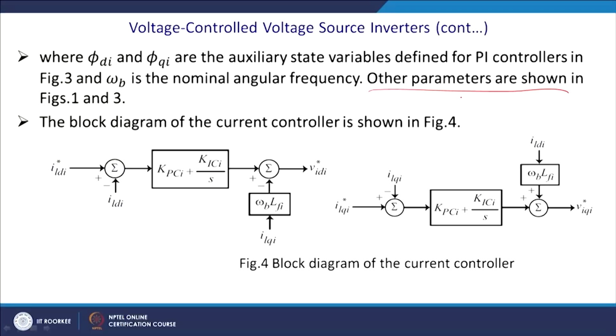And now, let us see the current control block. So, you got the reference for the ID axis, and you got the actual value, you will compare it, then you put it to the PI controller. Then you compare with the current through the inductor and multiply with omega b into LFI, and ultimately this essentially gives you the voltage. So, you got a voltage, and this voltage difference is Vd star. Similarly, IQ star you got, and ultimately you can feed it to this current controller, and thus you get the Vq star.